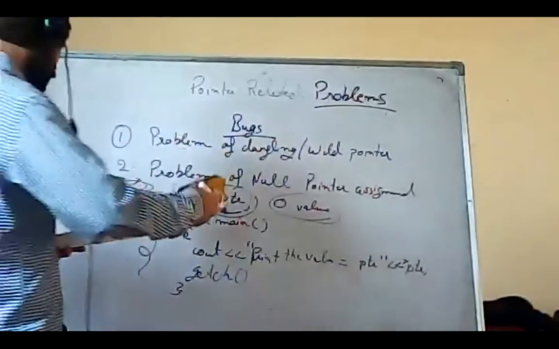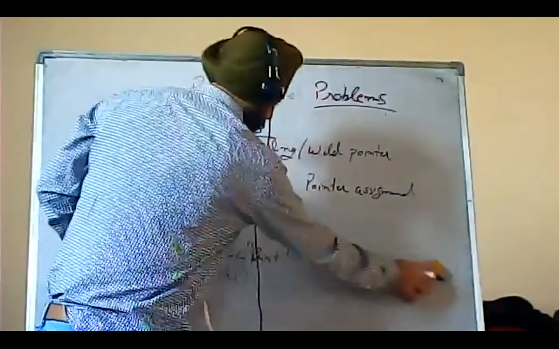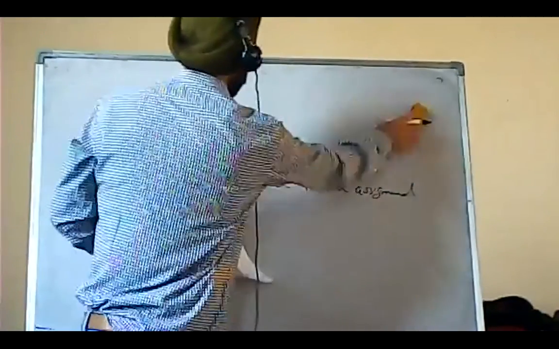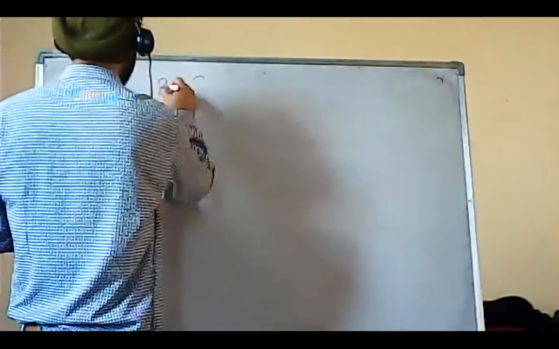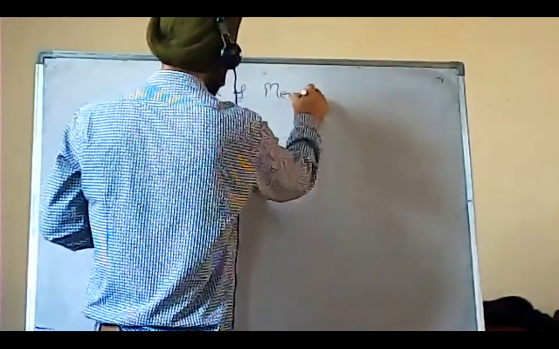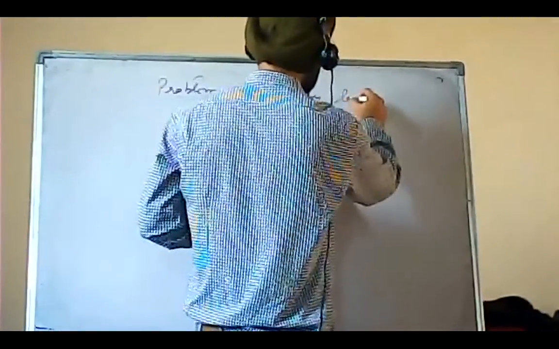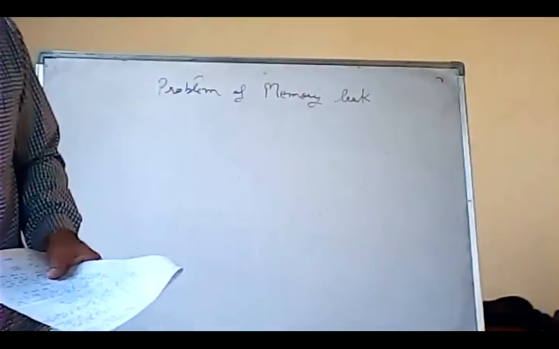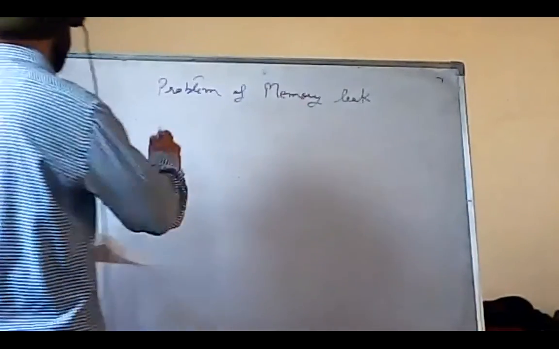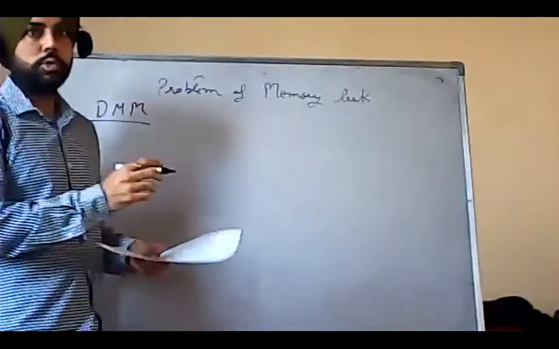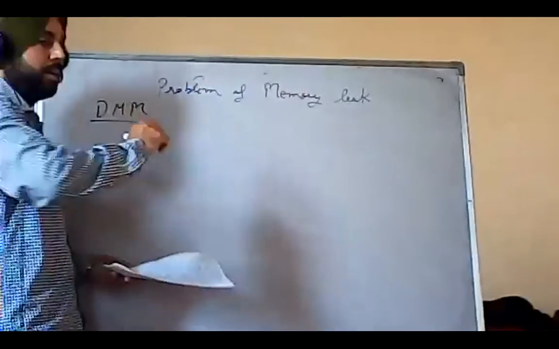Now the third pointer related problem is the problem of memory leak. So what does memory leak mean? We already understand one term, that is DMM. DMM is a term, dynamic memory management.